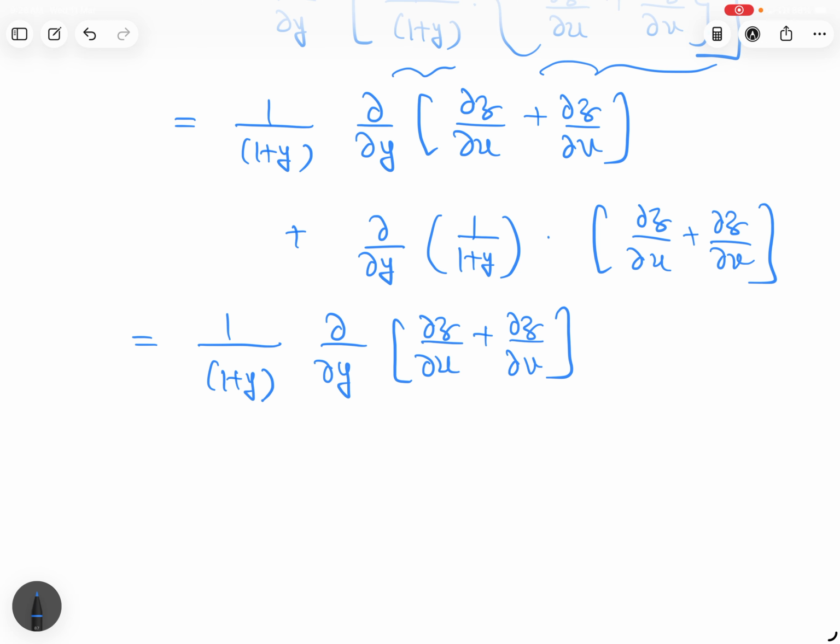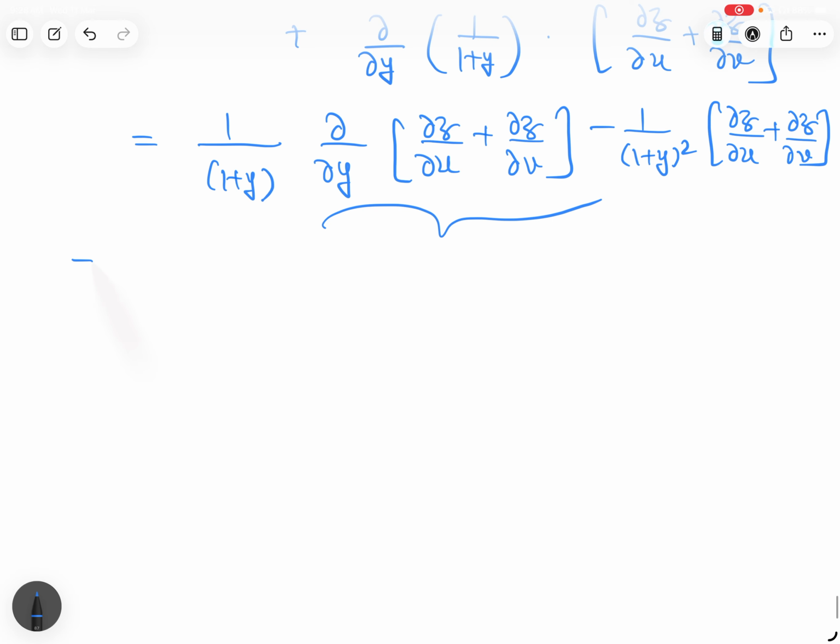So what is the partial derivative of 1 upon 1 plus y with respect to y? Can you tell me? There is no such x here. So what will be the partial derivative? As the usual derivative, what will it be? Minus 1 upon 1 plus y whole square, del z upon del u plus del z upon del v. Now we have to calculate this part. This part is remaining.